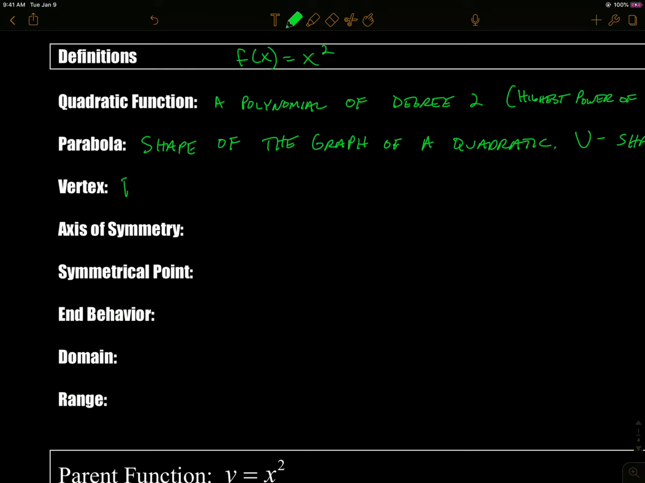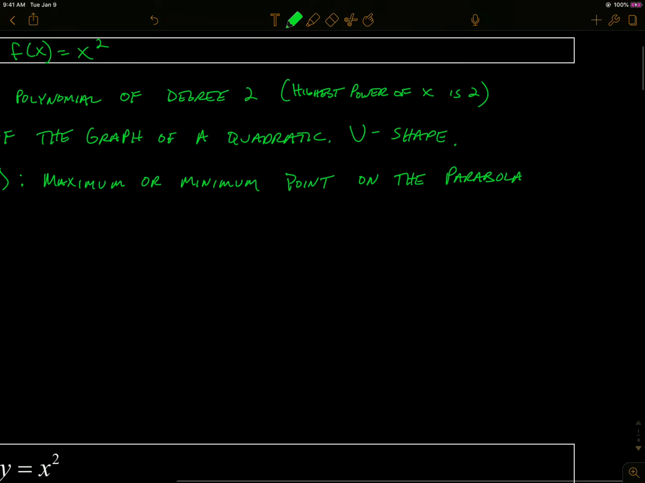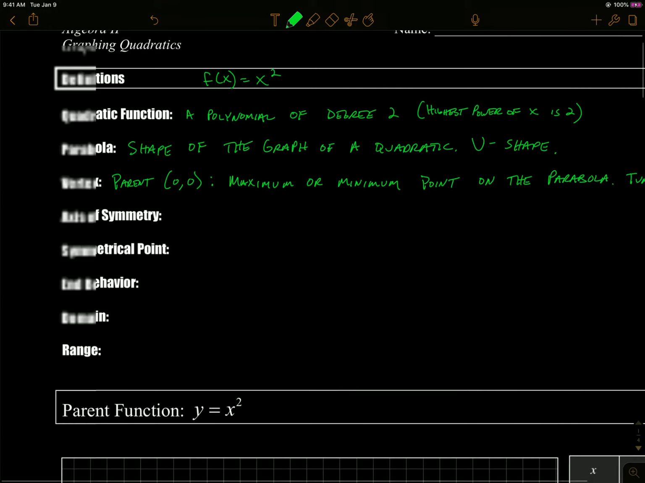So the vertex on the parent is the point 0, 0. But what we can think of it as is a maximum or minimum point on the parabola. We can also call it a turning point. Remember that a degree 2 has at most one turning point, and so the vertex is that point where the graph changes from increasing to decreasing.